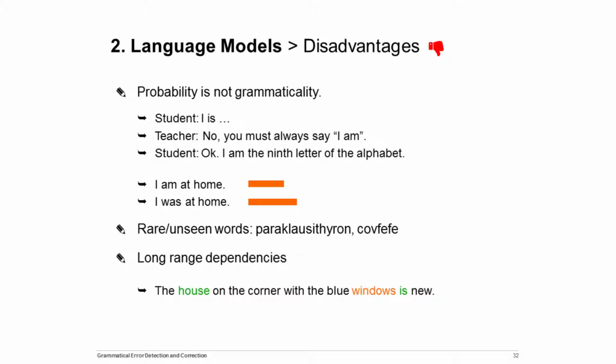Another problem is rare or unseen words. So paraclassithron is my favourite completely useless word that you'll never ever see ever again. What is that? It describes a very specific type of poetry.